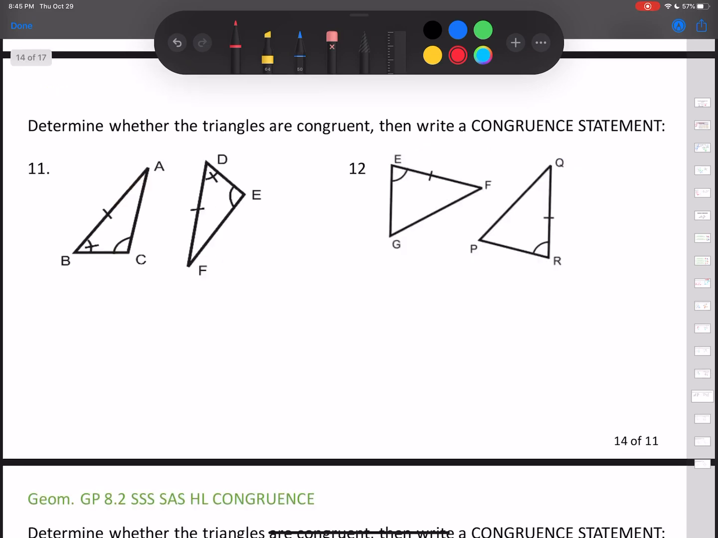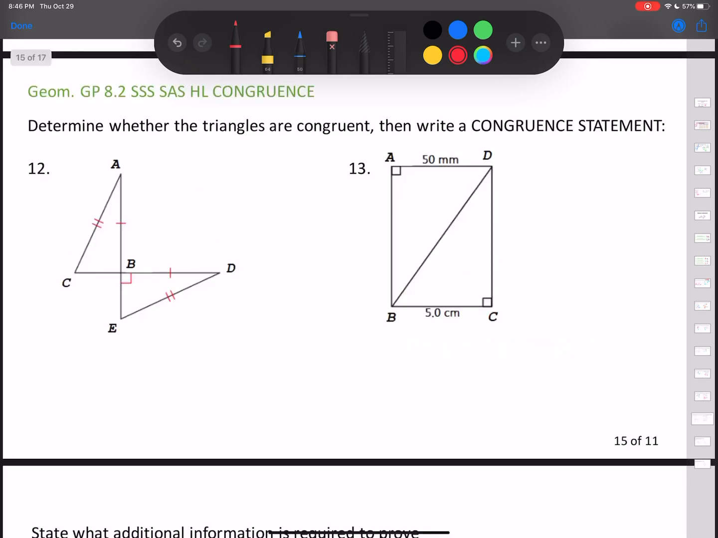Okay, I'm looking at this one. I see an angle, angle, side. Hopefully you're starting to see the same idea. In this case, I only have 2 things given to me. So don't make up anything that doesn't exist. So I'd just write not congruent. Anytime you have something that you don't think is congruent, you're writing not congruent.